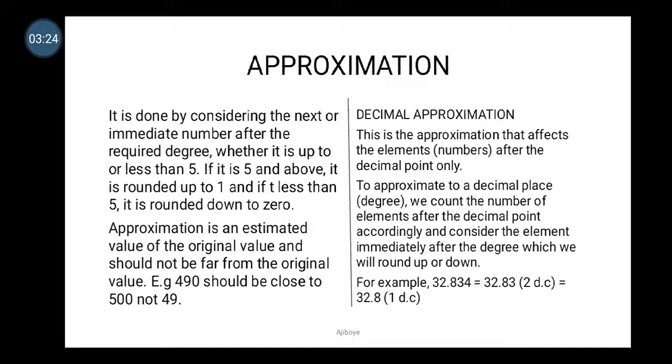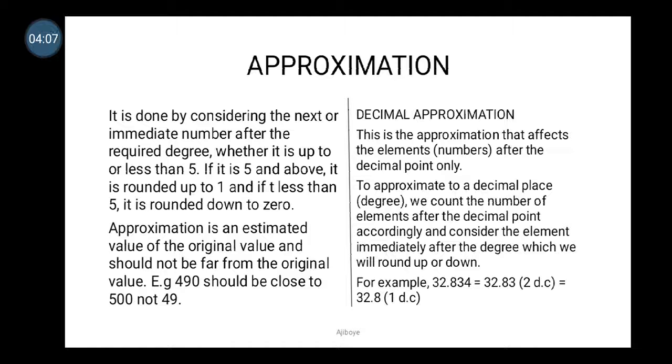Approximation is an estimated value of the original value and should not be far from the original value. So for instance, 490, when approximated to the nearest 100, should give you something close to 500. All right? But you cannot approximate 490 to 49. That will be absolutely incorrect. You cannot say when 490 is approximated, it should give you 449. So that would be incorrect, right? So approximation should not be far from the original value, even though it is the estimated value.